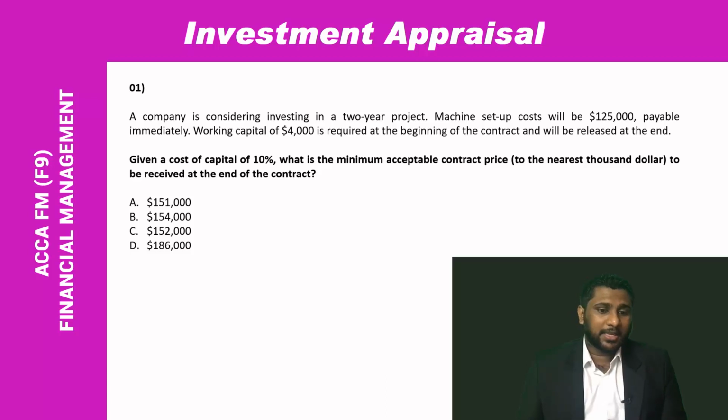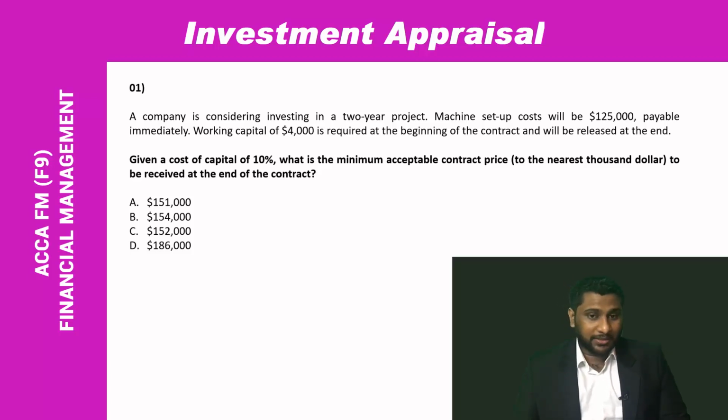A company is considering investing in a 2-year project. Machine setup cost will be 125,000 payable immediately. Working capital of 4,000 is required at the beginning of the contract and will be released at the end. Given a cost of capital of 10%, what is the minimum acceptable contract price to the nearest $1,000 to be received at the end of the contract?